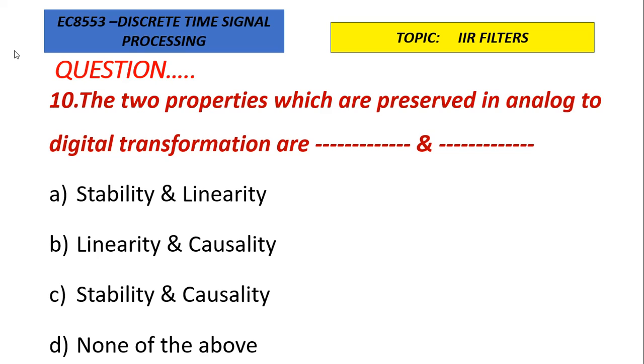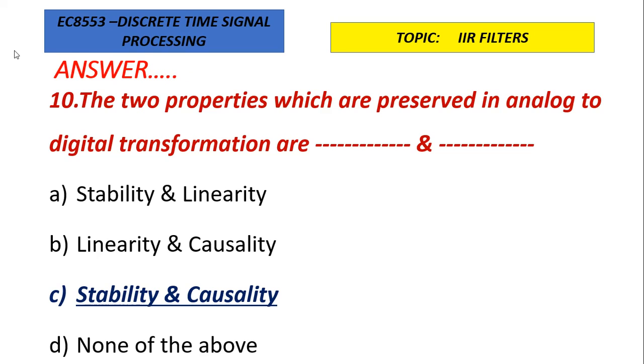So, we know that the filter should be stable. So, we can have A and C as the choices. The next one is linear or causal. The filter may be linear or non-linear; a system may be linear or non-linear. So the answer is stability and causality. So the filter should preserve stability and causality.